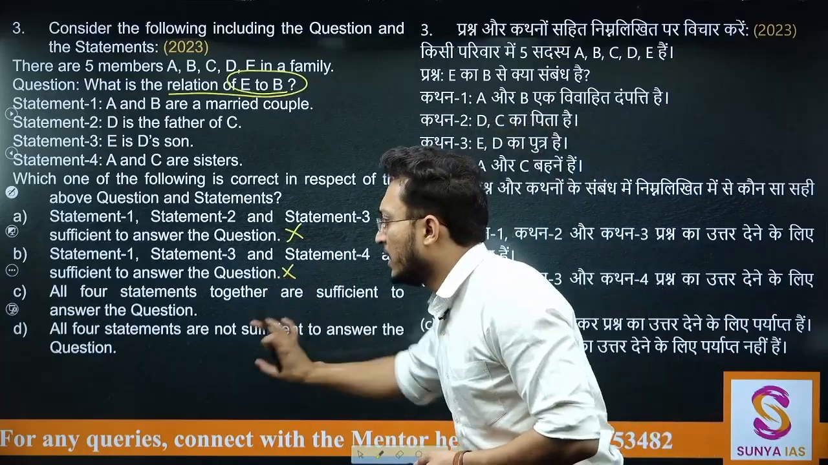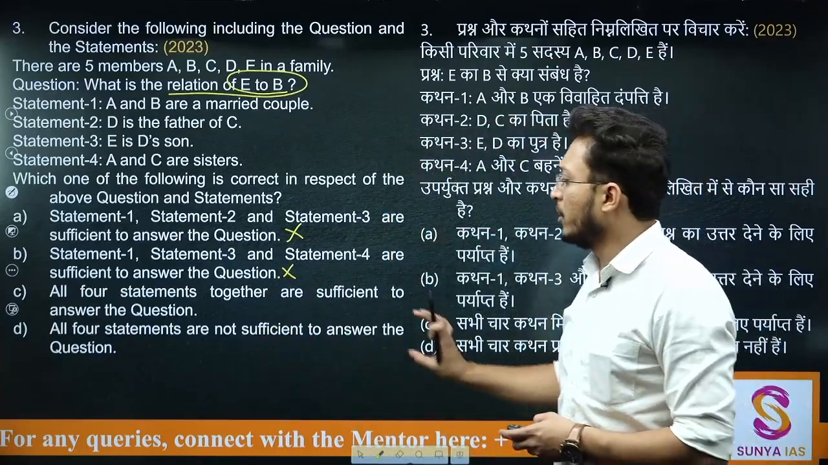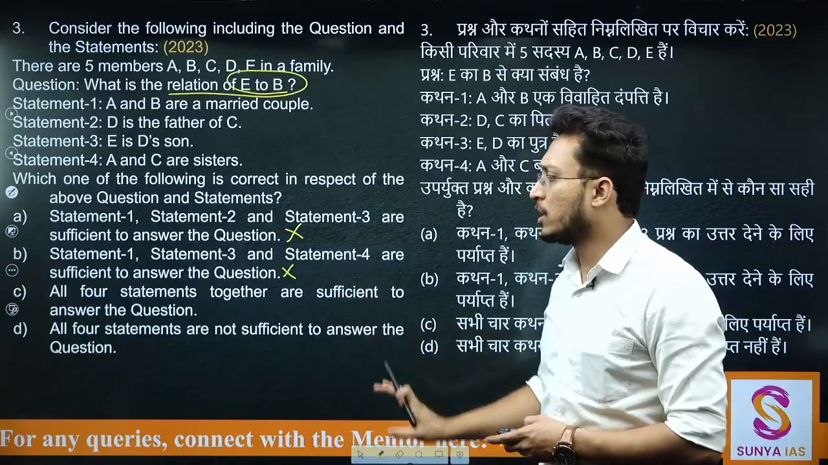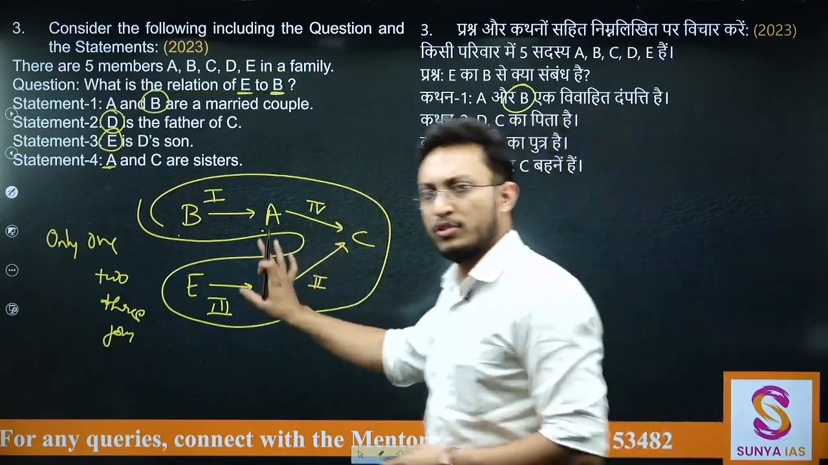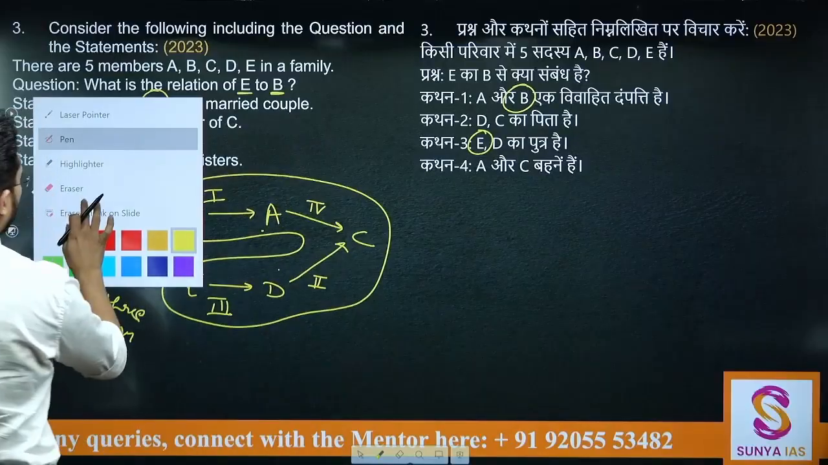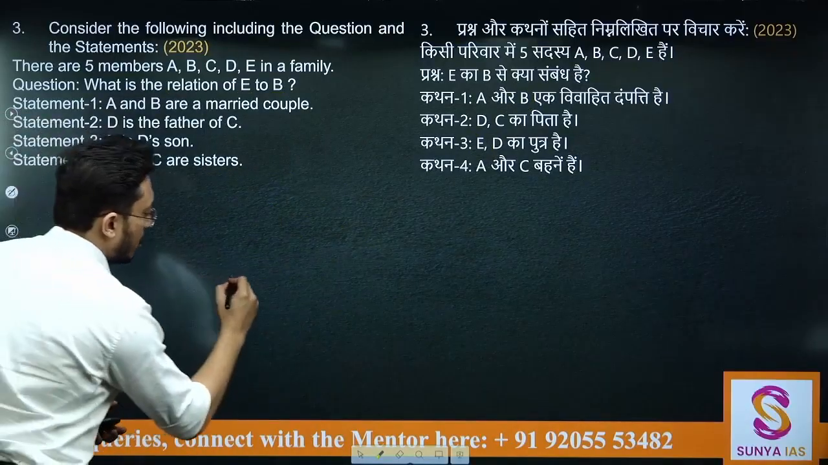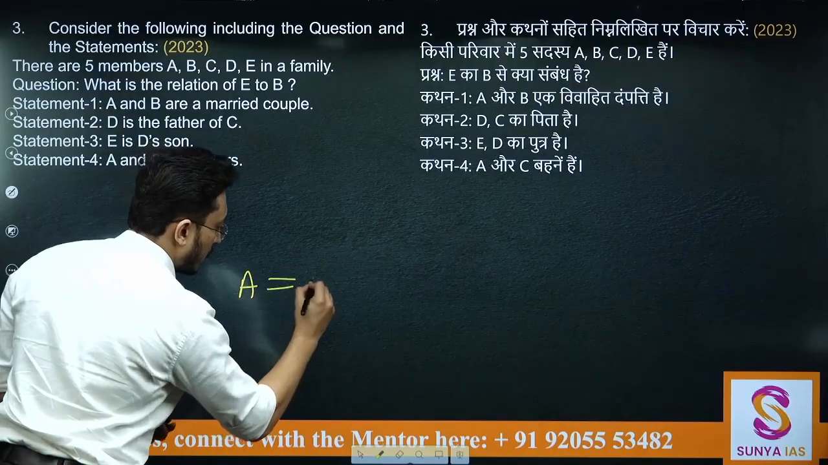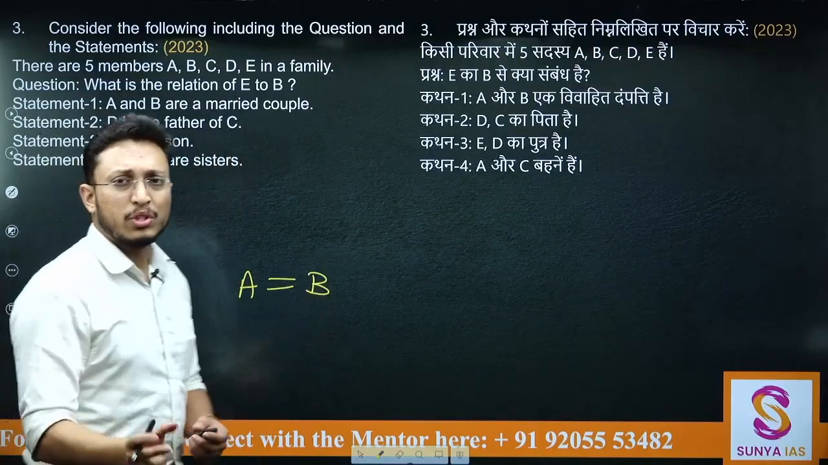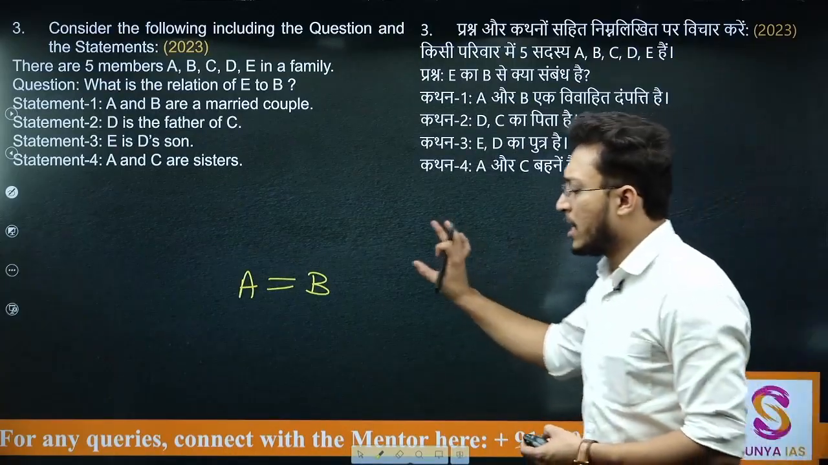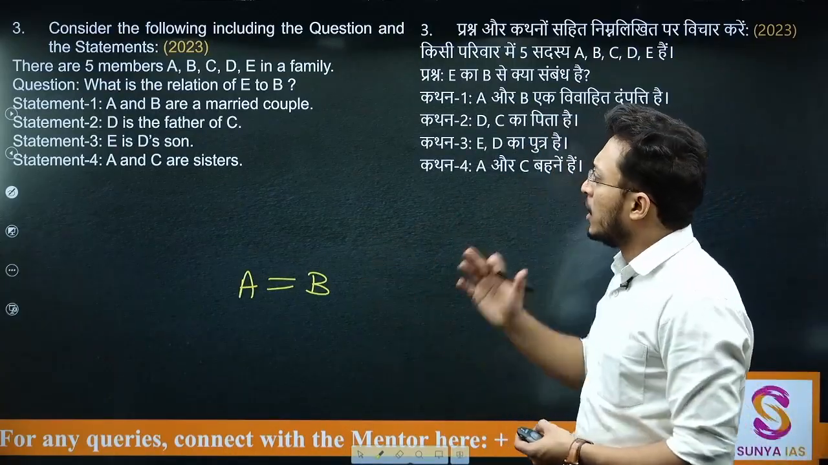Let's see C and D whether we are able to actually get, or whether these statements are actually sufficient to solve this or they are not. So let's use all the 4 statements now and let's solve. So statement 1 says A and B are married couples. See, this doesn't give us the information whether A is female or A is male. So A and B are married couples. This is what we know.